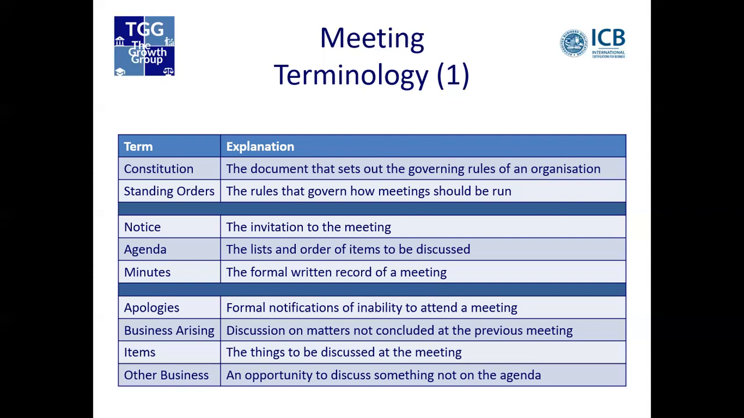Then we have those meeting documents. Again, the notice, which is the invitation to the meeting, the agenda, which is the list and the order of the items that they are to be discussed in. And it is important to both keep to the items on the list and keep to its order. And if you're going to change the order, then you must inform the people in the meeting that you are changing the order. The minutes is the formal written record of a meeting.